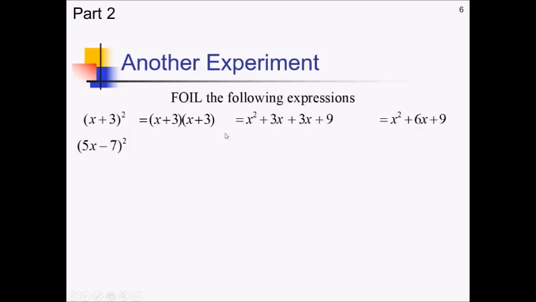Now this next one here, again, we have this parentheses being written twice. 5x minus 7 times itself. 5x times 5x gives us 25x squared. 5x times negative 7 is negative 35x. Negative 7 times 5x is again negative 35x. And then negative 7 times itself, that's positive 49. So this is going to be 25x squared minus 70x plus 49.